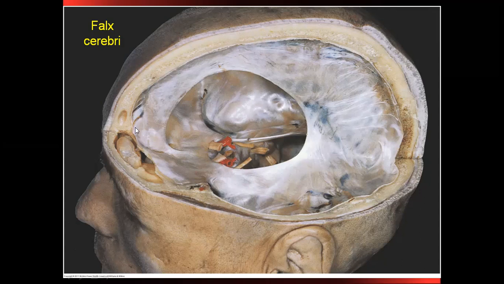Anteriorly, the falx cerebri is attached to the crista galli, which we have seen in the anterior cranial fossa. Posteriorly, this is the posterior attachment of the falx cerebri, which is attached to the midpoint of this tent-shaped fold, the tentorium cerebelli. So this is how the falx looks, a sickle-shaped fold of dura mater.